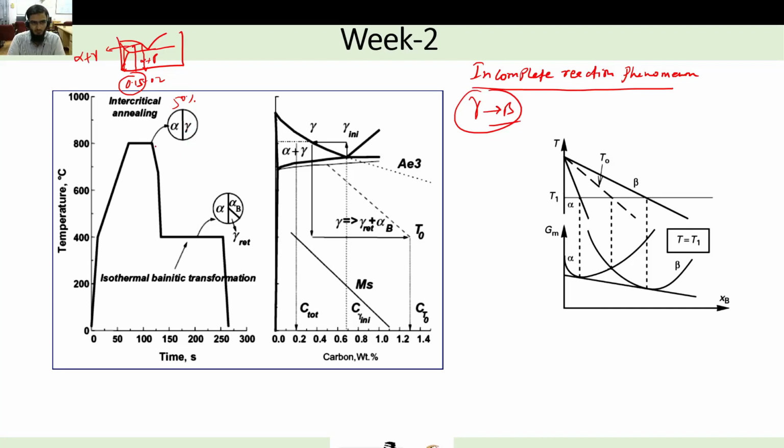Now we will be cooling it to a temperature between the bainite start temperature, which we can denote as BS, and the martensite start temperature. So between the bainitic start and martensitic start temperature region, we will be holding it. By doing so, what will be happening?